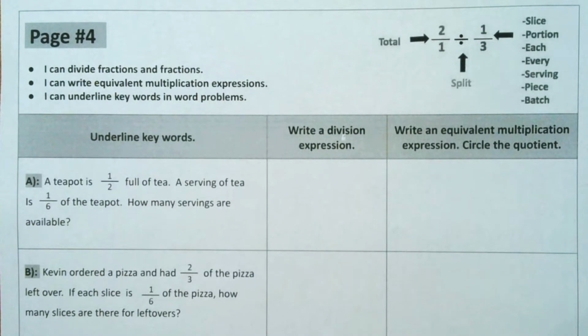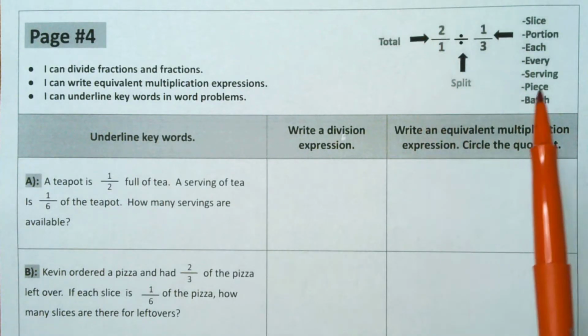Okay, let's take a look at page 4. On page 4, the first thing you're going to do is underline keywords. So let's go ahead and do that together. I'm going to complete A with you, and then I'll have you complete the rest of page 4 on your own. A says, a teapot is 1/2 full of tea. A serving of tea is 1/6 of the teapot. How many servings are available?